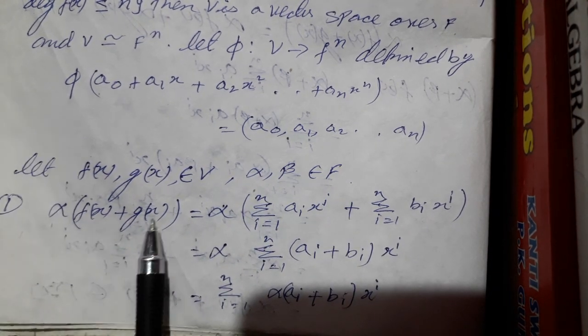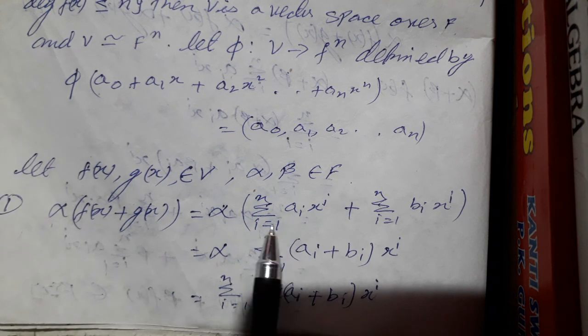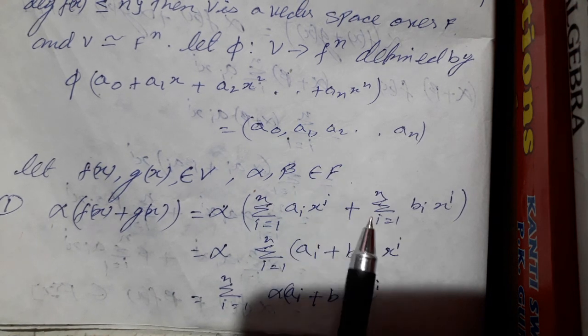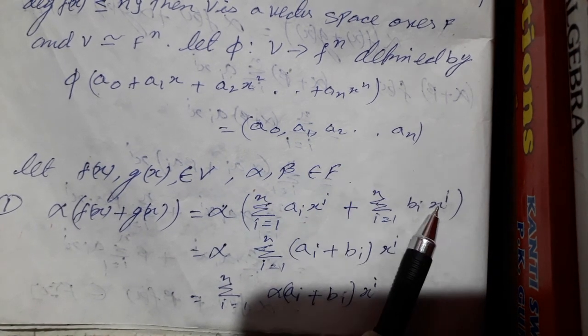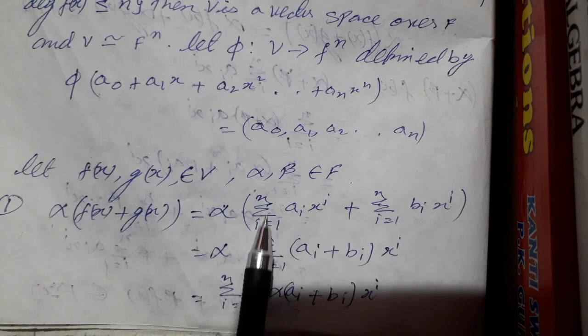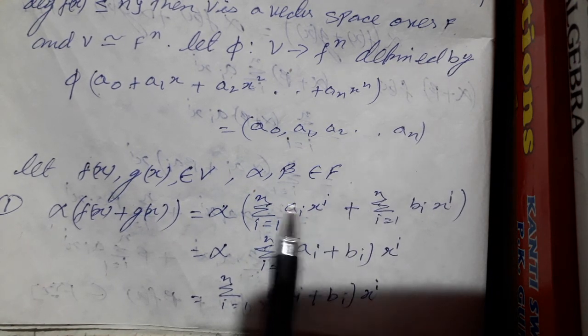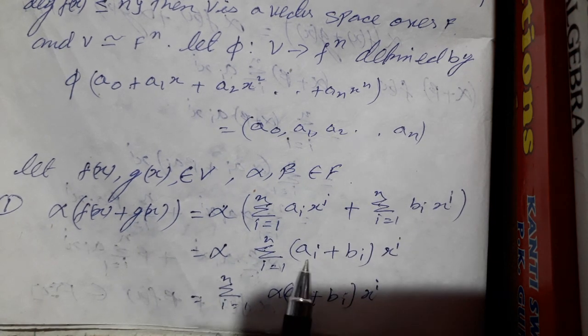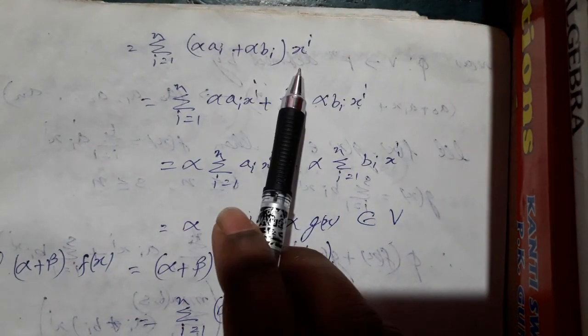So alpha times f(x) plus g(x). Alpha f(x) also will be of degree less than or equal to n. So I am putting here degree n: summation i equal to 1 to n a_i x^i, and summation i equal to 1 to n b_i x^i. Here we have the same, so summation i equal to 1 to n; we have to add the coefficients of x^i. So we have (a_i plus b_i) x^i. Then you multiply the scalar inside. So we get alpha (a_i plus b_i) x^i. So we multiply this alpha inside, and we get alpha a_i plus alpha b_i, times x^i.